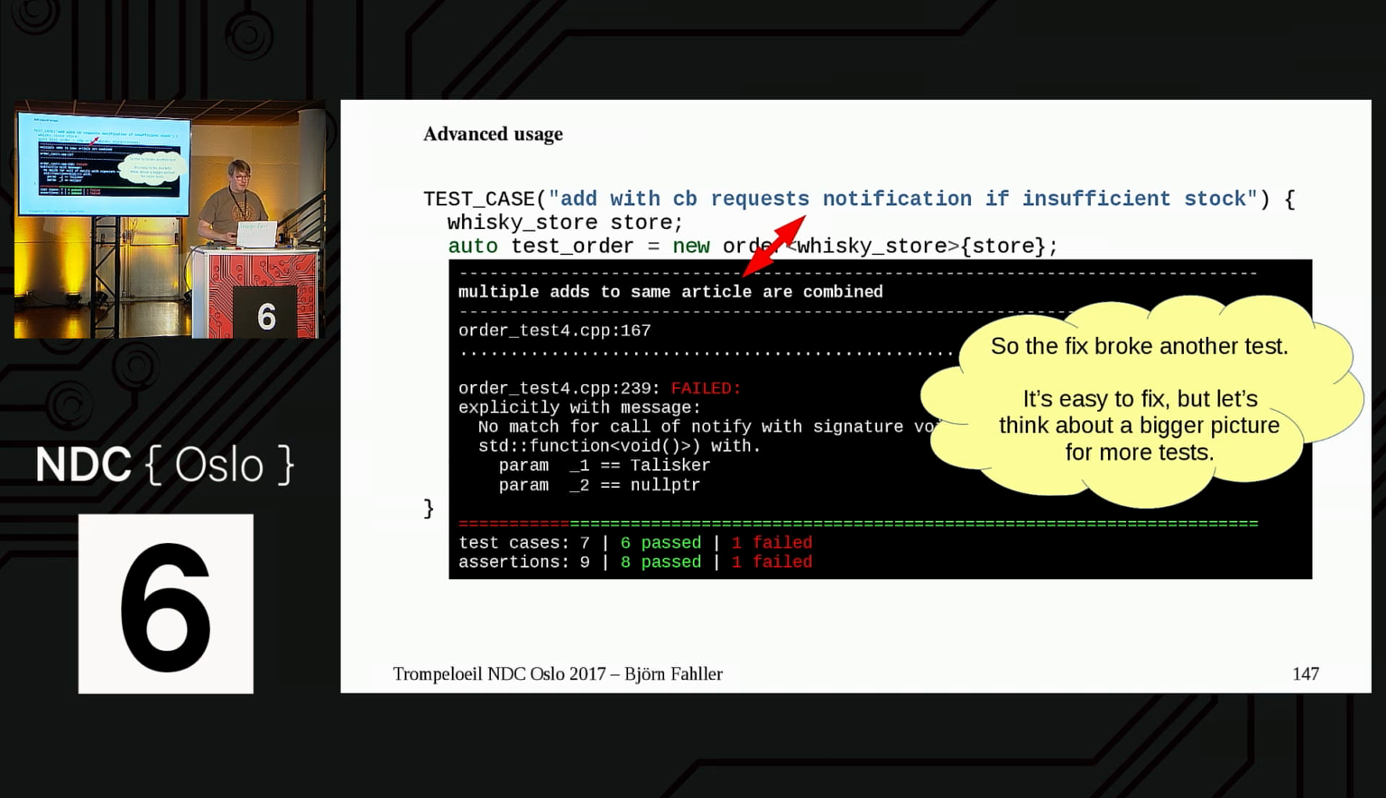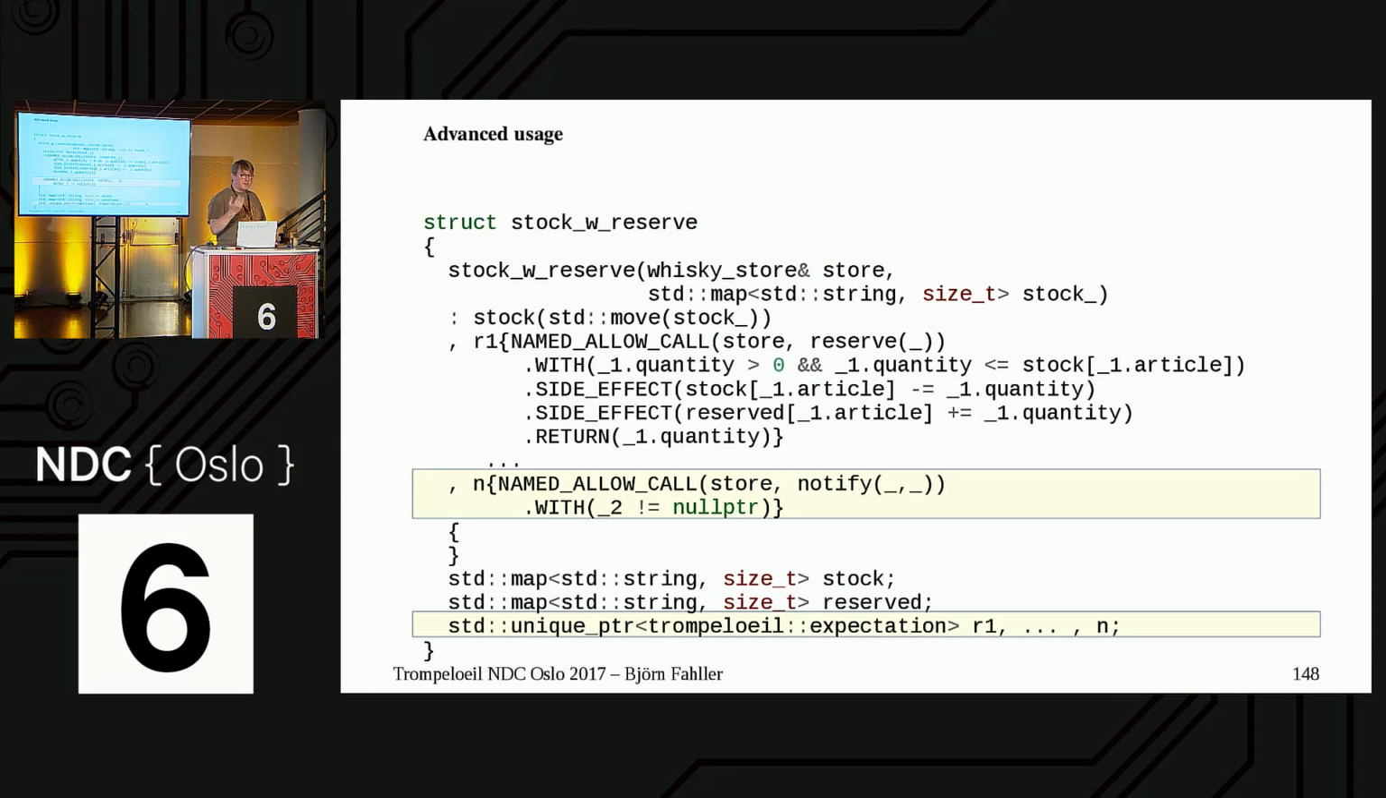I can fix this easily, but let's take a step back and try to look at a bigger picture. This stock with reserve. It might be prudent to allow calls to notify as long as they are within the rules. That is not called with an uninitialized function. Did you know that you can compare std function with null pointer? If it compares equal to null pointer, it's a std function that does not call anything. It's default initialized.